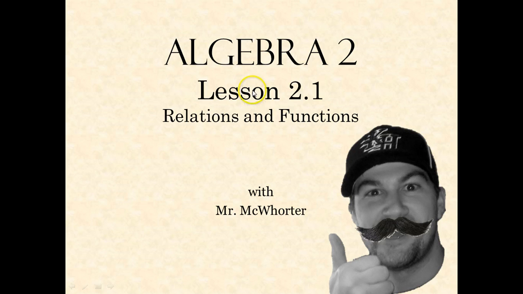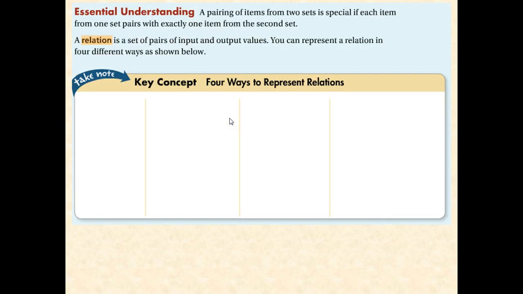Let's start chapter 2. Let's talk about some relations and functions. A relation is just a set of pairs of inputs and outputs. There are four ways you can show a relation. You can just show the ordered pairs. Here's the relation: -3 goes to 4, 3 goes to -1, 4 goes to -1, 4 goes to 3. That's a relation. We're relating some inputs to some outputs.